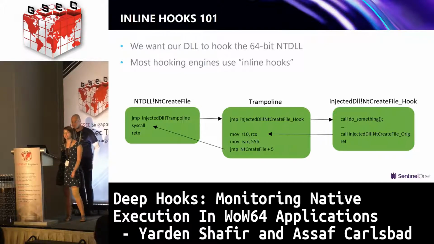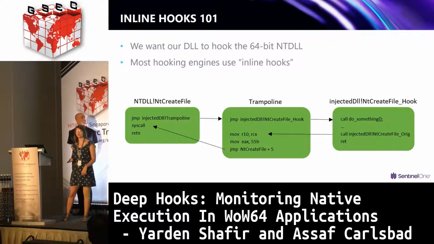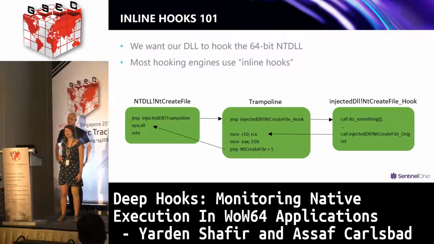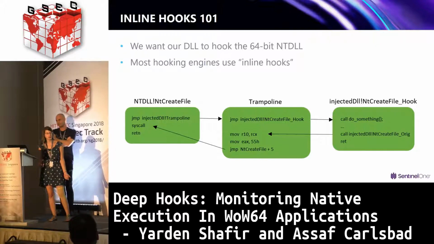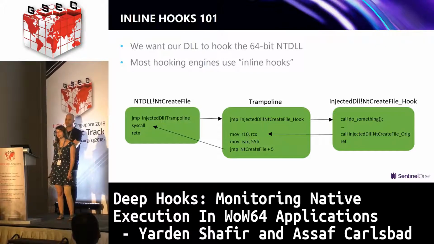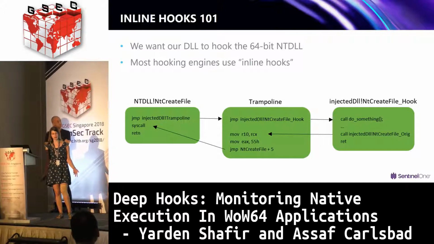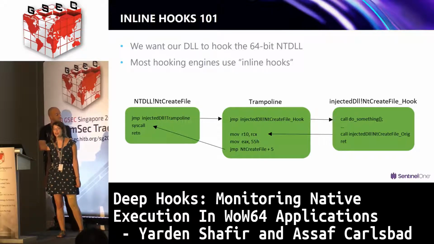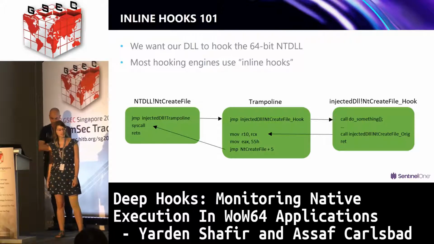Now that we have a working injection method, or more like three, a couple of them even work on Windows 10, we can move on to the second part of this project, which is the hooking. We started this project by wanting to hook 64-bit API functions inside of WoW64 processes. So for that, we need a hooking engine capable of doing that.